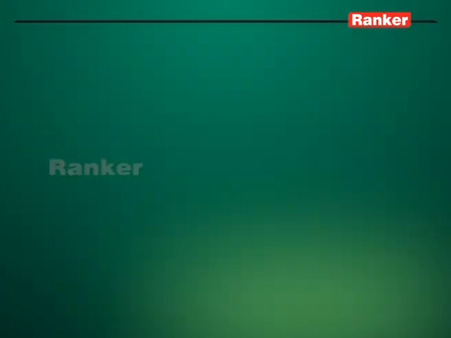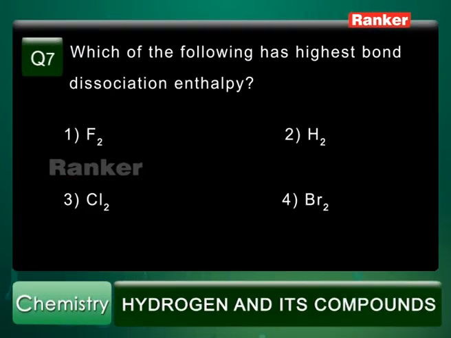Question number 7. Which of the following has highest bond dissociation enthalpy? First option fluorine, second option hydrogen, third option chlorine, fourth option bromine. And the correct answer is hydrogen. Hydrogen has highest bond dissociation energy.